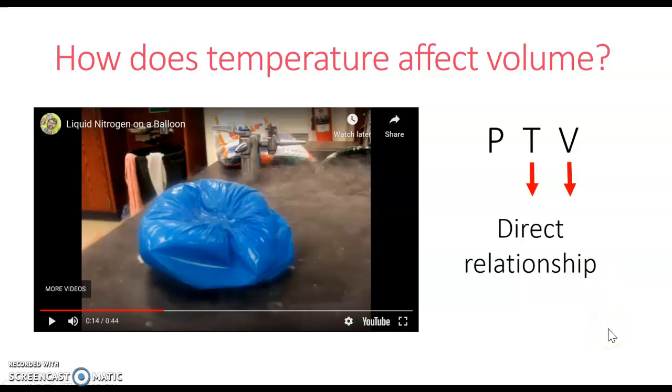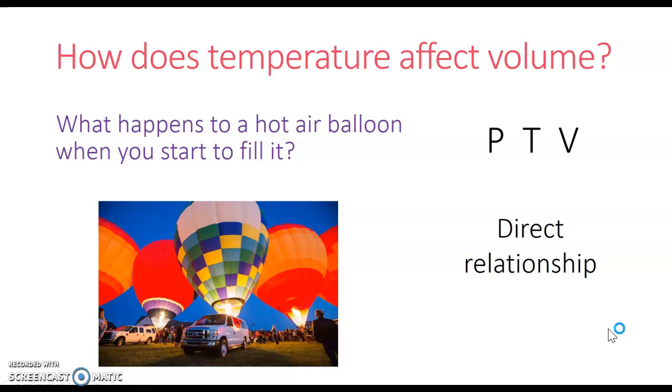So let's do another example with this. What happens to a hot air balloon when you start to fill it? If you didn't know how hot air balloons work, you have this flame. I'm sure there's a fancy name for it, but I'm not sure what it is. You have to turn on this flame in order to start filling the balloon with hot air.